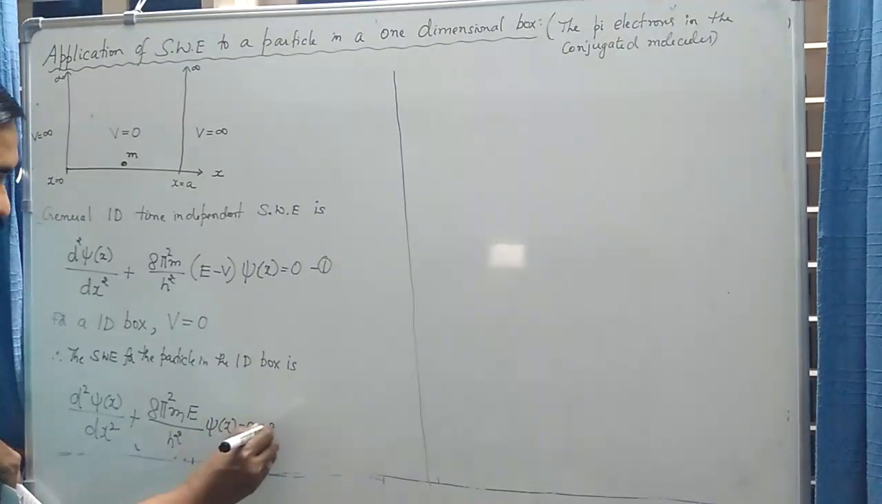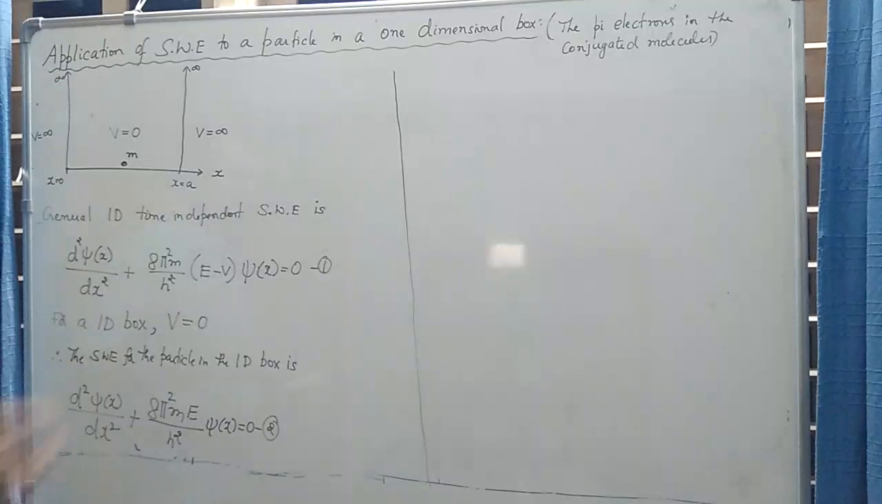is equal to 0. So equation 1 is a general equation which is applicable for any one-dimensional system, whereas equation 2 is the Schrodinger wave equation applicable only for a particle in a one-dimensional box. Why is it applicable for the particle in a one-dimensional box? Because we have substituted the condition V is equal to 0, which is applicable for this particular system. So equation 2 is the Schrodinger wave equation for the particle trapped in the one-dimensional box. It is a differential equation, and if we solve this differential equation, we can obtain an expression for energy of the particle and the wave function of the particle.